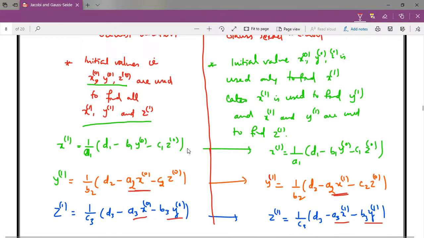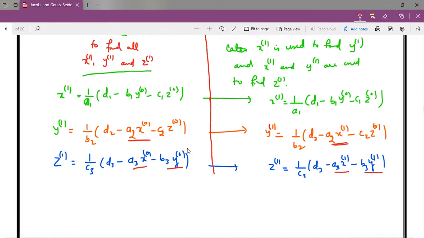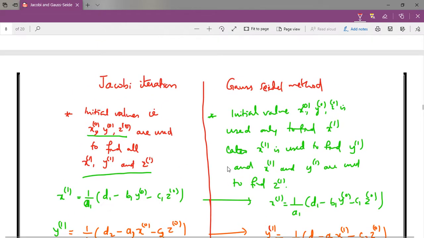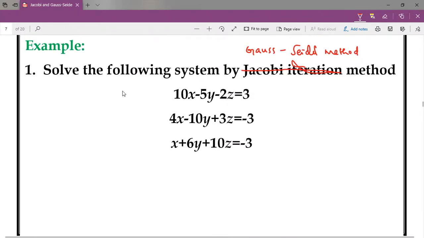So before solving this equation, we have seen what is the difference between Jacobi iteration and Gauss-Seidel. In the Jacobi iteration, to calculate x1, y1, z1, we are using the initial values x0, y0 and z0 throughout calculating the three unknowns. Whereas in the Gauss-Seidel, after calculating x1, we are using it immediately in the y1. After calculating x1 and y1, we are immediately using them in the z1. So this is the only difference we have seen between Jacobi iteration as well as Gauss-Seidel method. So now let us continue with the example.